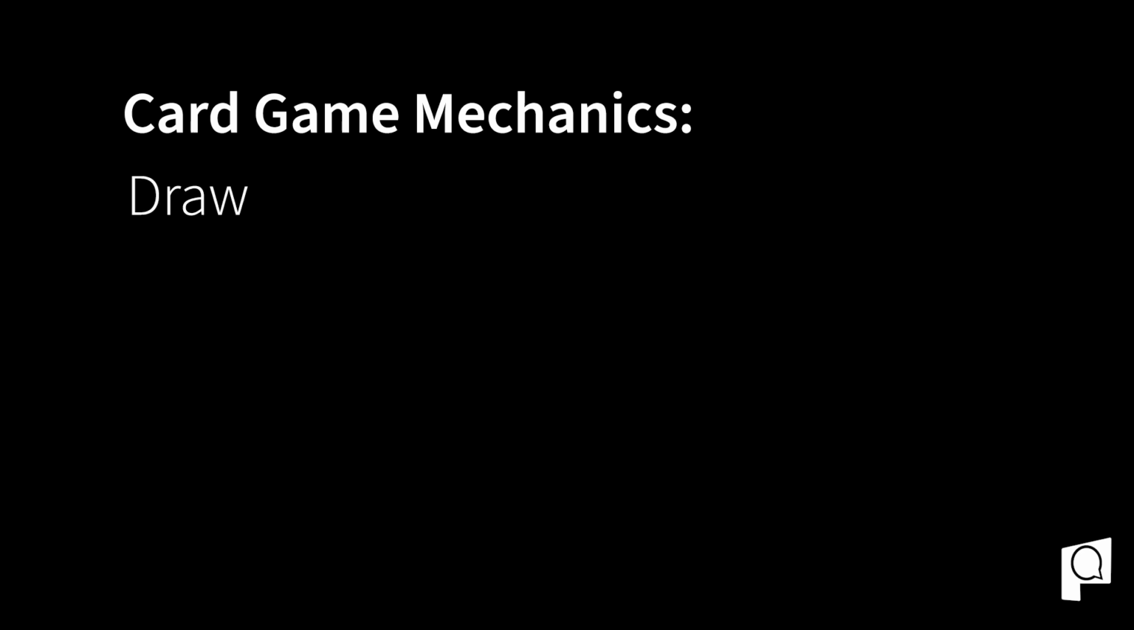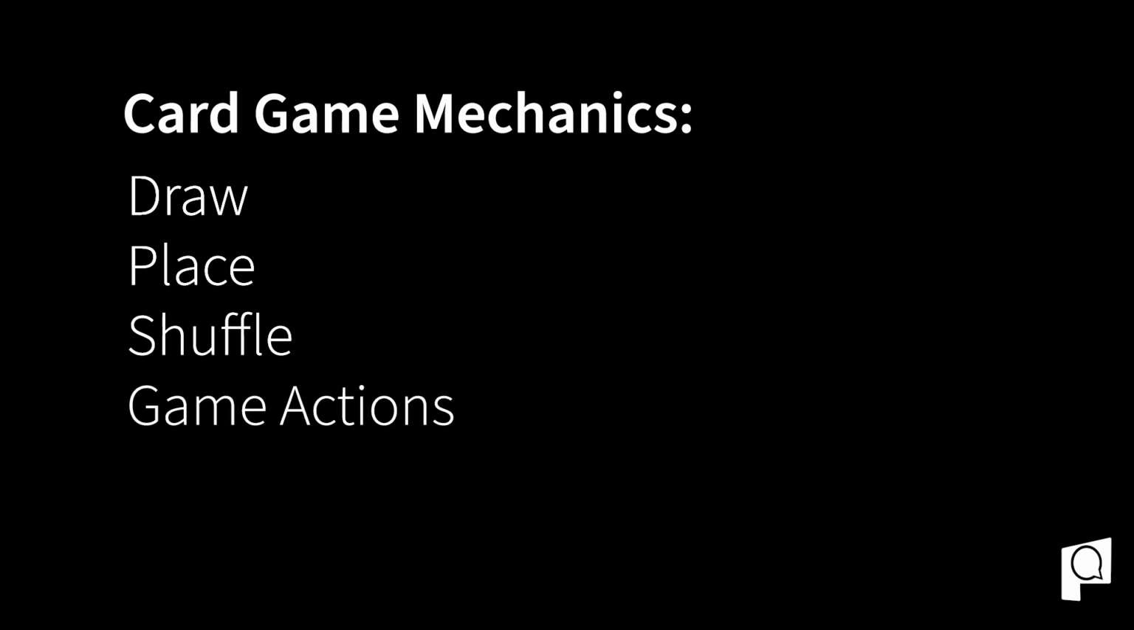The first mechanic to discuss is draw. This action is when you remove a card from a stack, such as a deck. The next mechanic to look at is place. In many games, players are required to place a card down either on another stack or a specific position on a game board. Shuffling is when players take a stack and mix up the cards into a random order. Last are game-specific actions dictated by the rules of a game or a card.